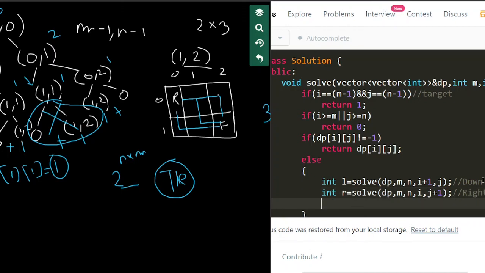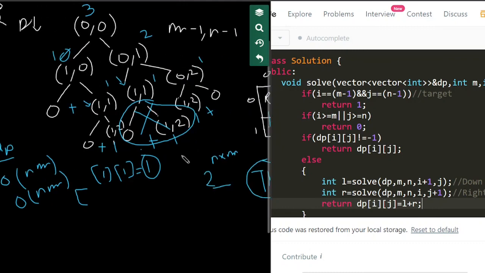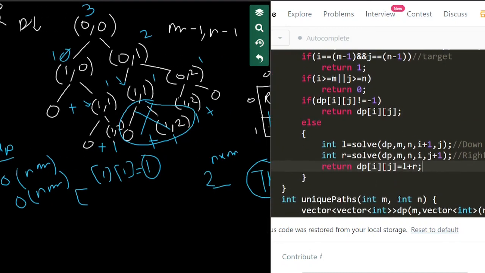Next we are going to set dp of i comma j equal to l plus r and return it. That's what we are doing: we are summing the down and the right paths, and hence we are adding them up.